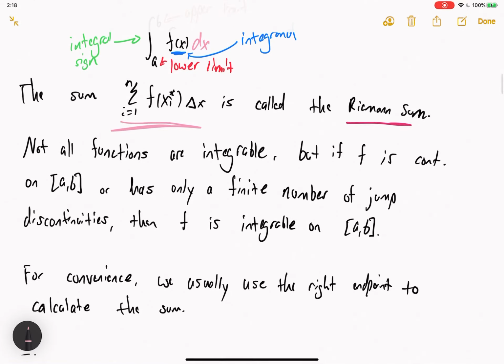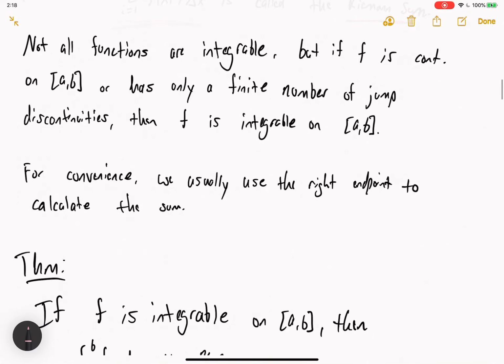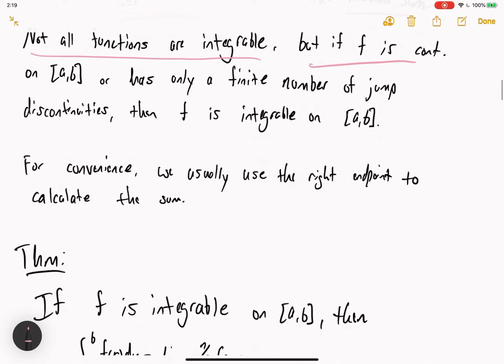Mostly because it's just better than saying approximating rectangles, and it's just nicer that way. And again, kind of what I just said, with that one function that was 0 on the rationals and 1 on the irrationals, that function is not integrable. It's kind of the case that not a lot of functions are integrable. But if f is continuous on [a, b], or it only has a finite number of jump discontinuities, so it only has a few problems, then f is integrable on [a, b].